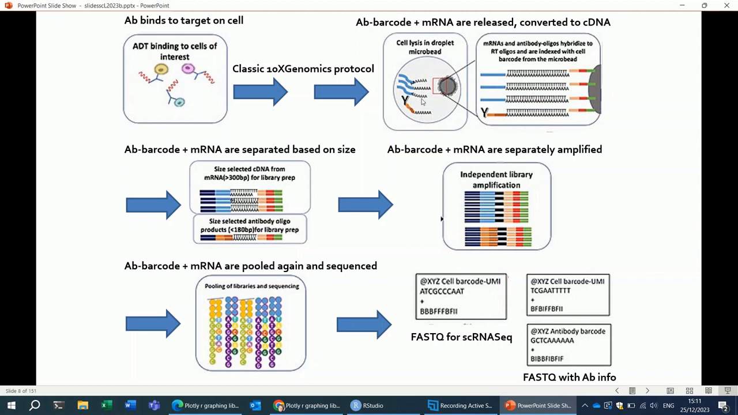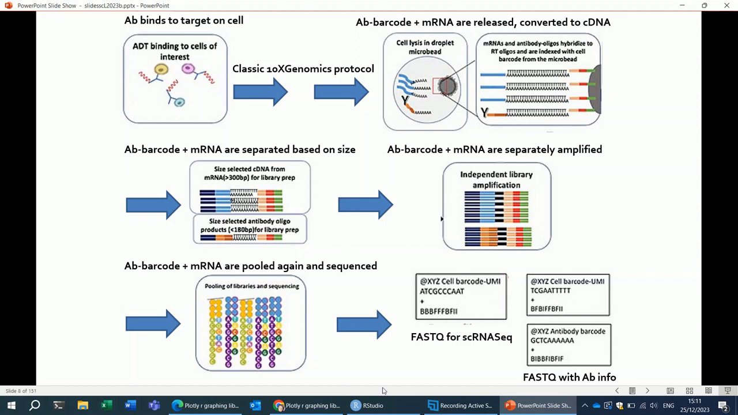And because all of them have a poly-A tail, they will bind to the sequences on the surface of the beads. They will be reverse transcribed, they will be amplified by PCR, they will be released, and they will all together be sequenced using Illumina sequencing.